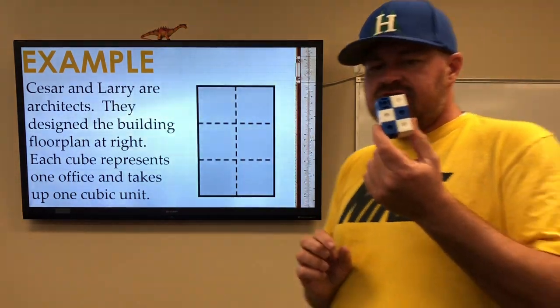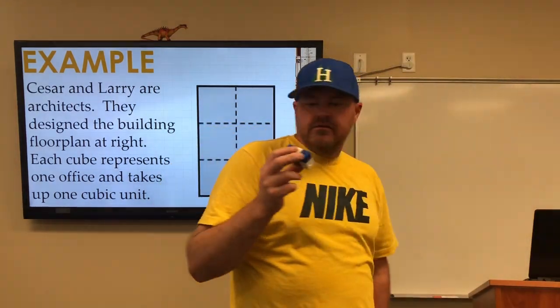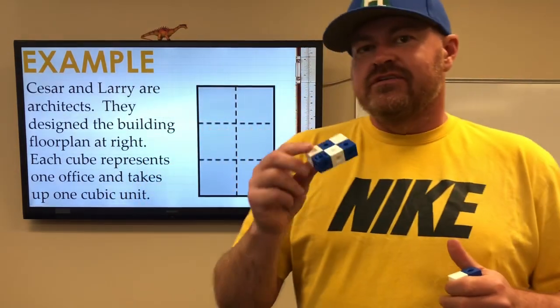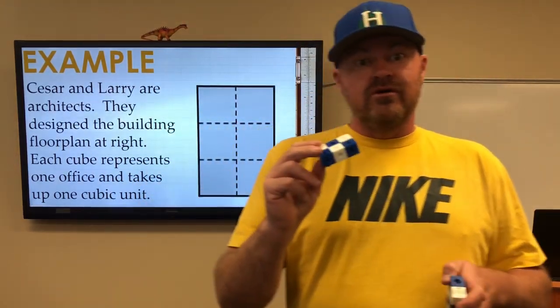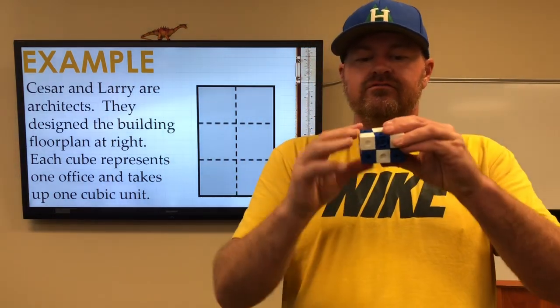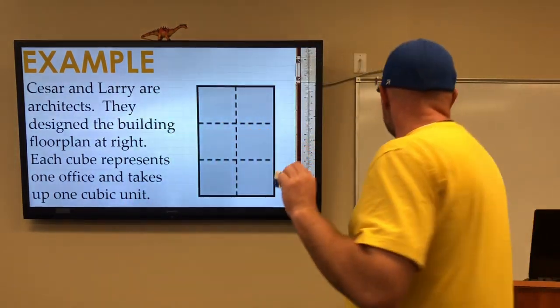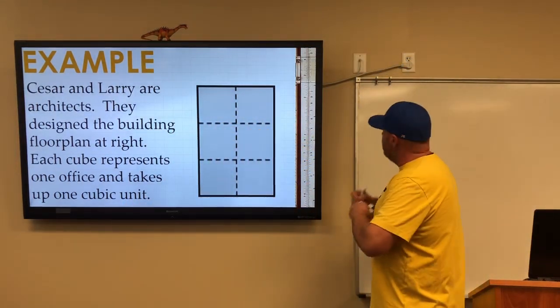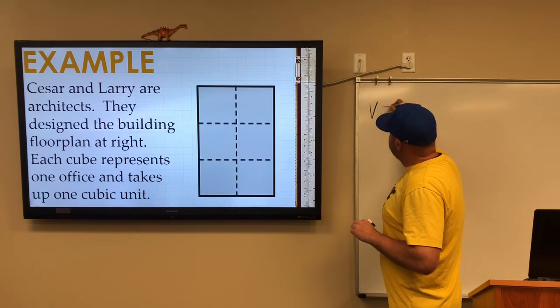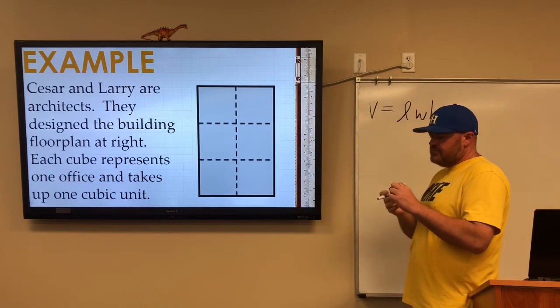So 6 cubic units. Now, say Larry and Caesar got creative and decided, you know what, we're not going to have a single-story building, we're going to make a 2-story building. And so they added an entire second level to their building. So now their building looks like this. Well, if we wanted to figure out the formula, we would do the following. We'll say, okay, volume is equal to length times width times height.